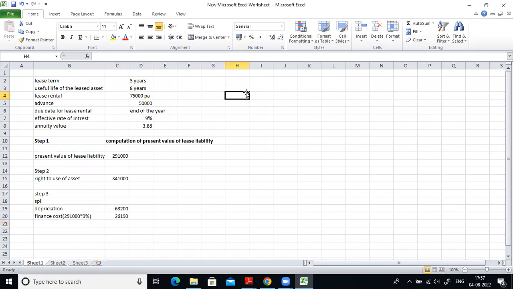So in that case, how to compute this particular non-current liability and the current liability? Suppose the total lease term is 5 years. Total lease term 5 years. And the present value, that is, the opening value of the lease liability.